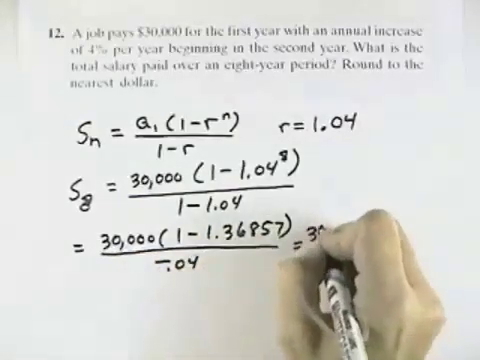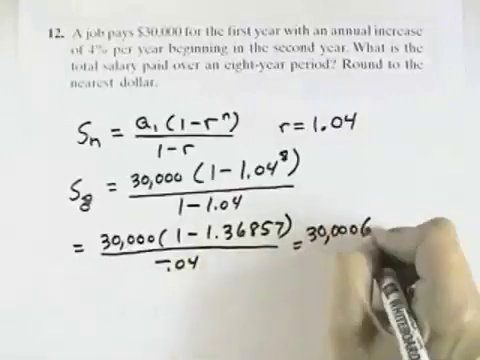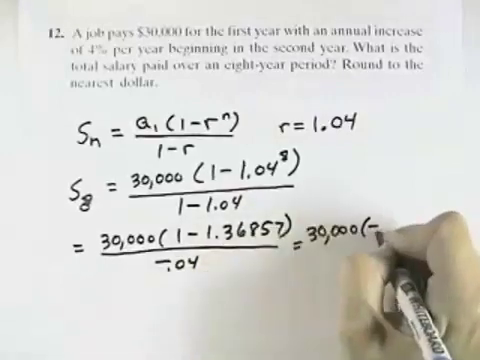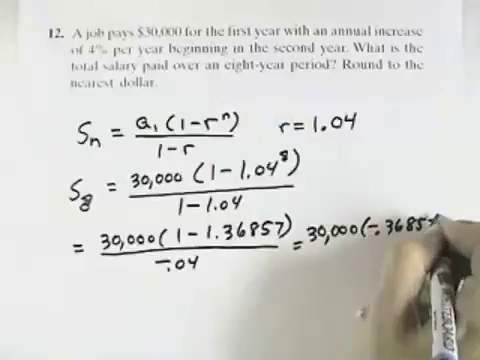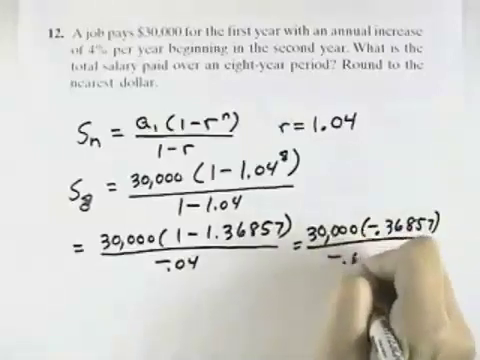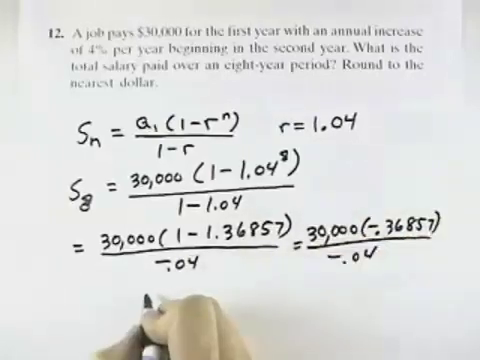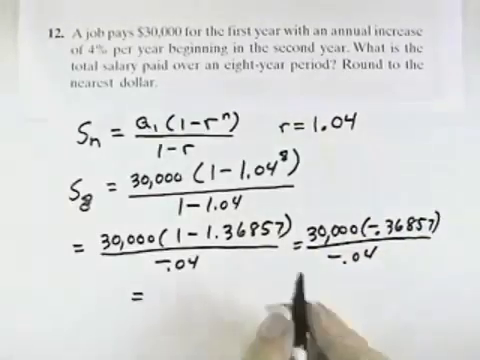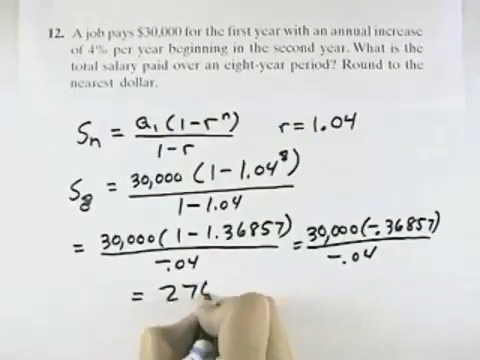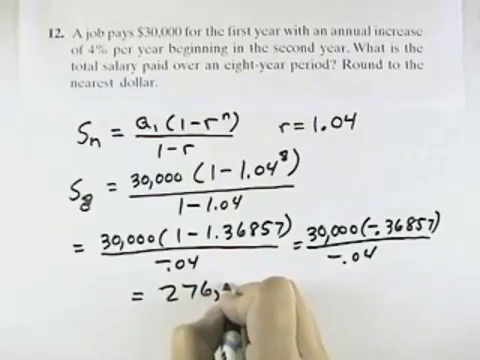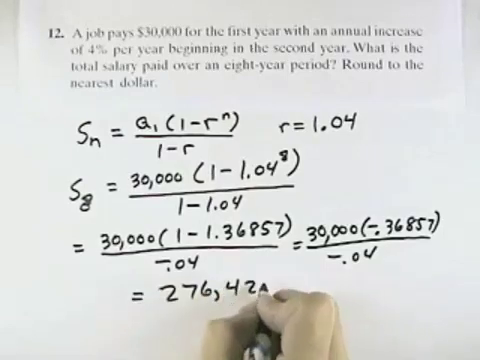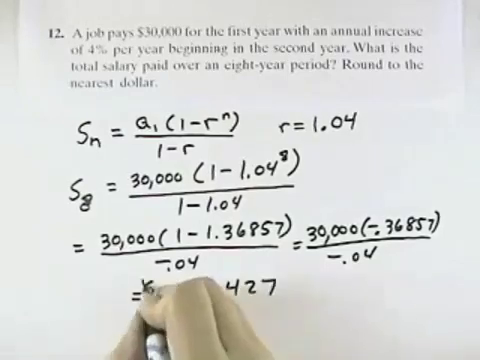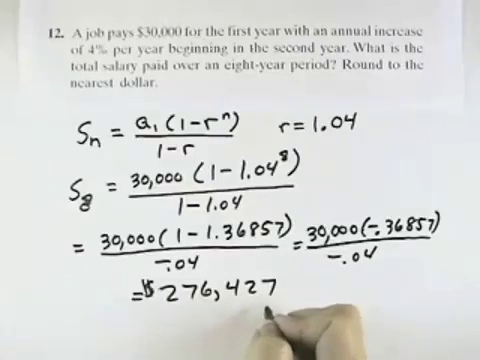So this gives us 30,000 times, approximately, if we subtract this, negative 0.36857 all over the negative 0.04. And if we multiply that together and divide by the negative 0.04, we should get about 276,400, and if I round off to a whole dollar, $276,427 would be the sum over 8 years.